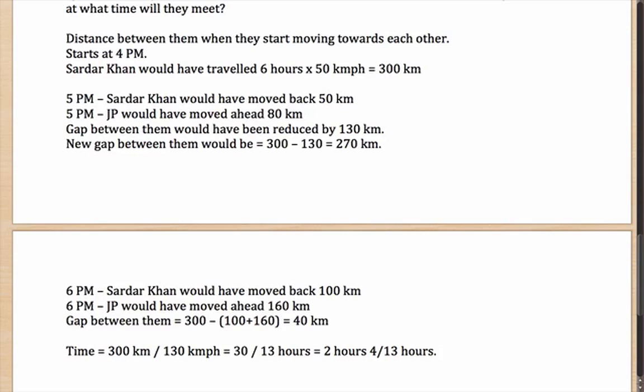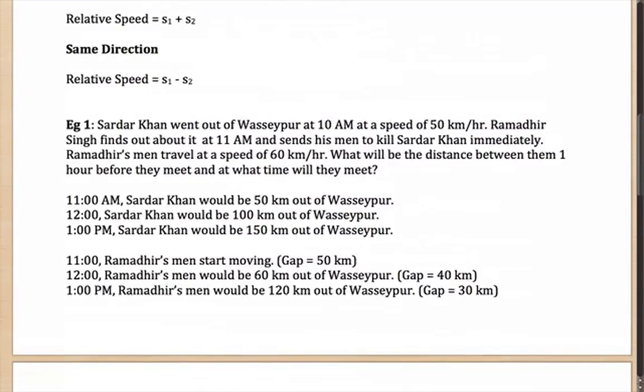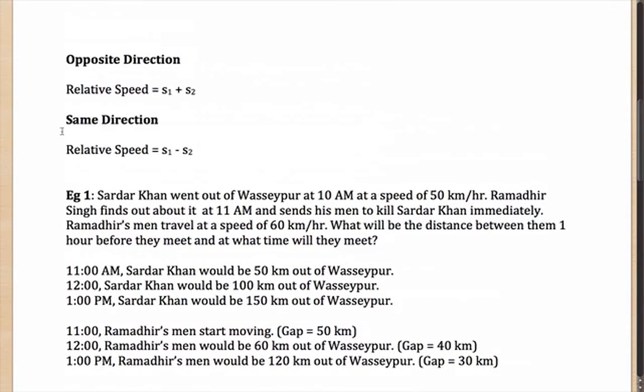That is the idea when two bodies are moving in the opposite direction, or they are moving towards each other. I hope this clarifies the concept of relative speed for you. Just to reiterate, relative speed in the opposite direction is the sum of the speeds. In the same direction, it is the difference of the speeds.